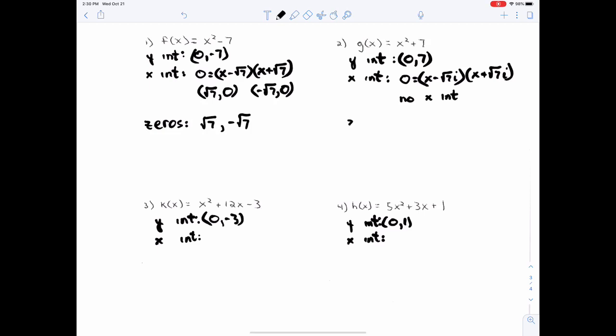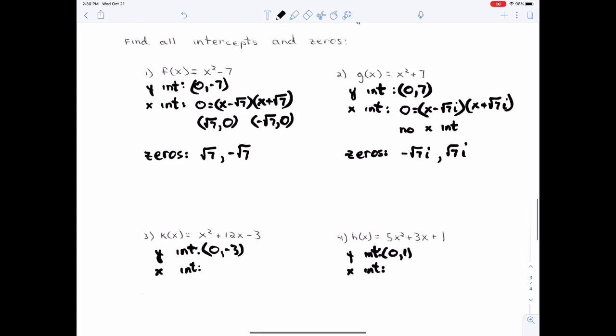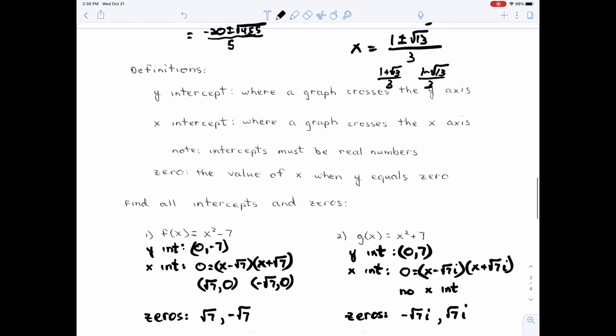So what are the zeros? Well, I do the exact same work, but the zeros are negative square root of 7i and square root of 7i. What's the difference? Look at the definition. A zero is just the value of x when y is 0. It's the value I can plug in for x that will make y 0.